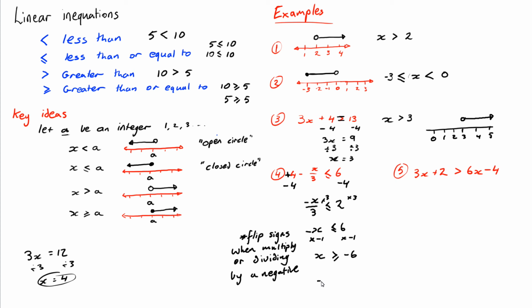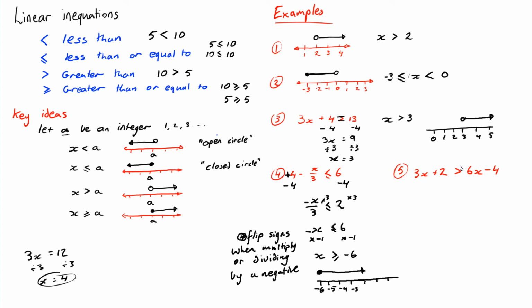So when I put my number line down and put my numbers in, I'm going to start at -6, -5, -4, -3, and so on. And I start at -6. It's greater than or equal to, so it's a closed circle, and it's going to be every number to the right of that. x is the larger number, so it's to the right. So the key point here is if you are multiplying or dividing by a negative, make sure you flip the sign.